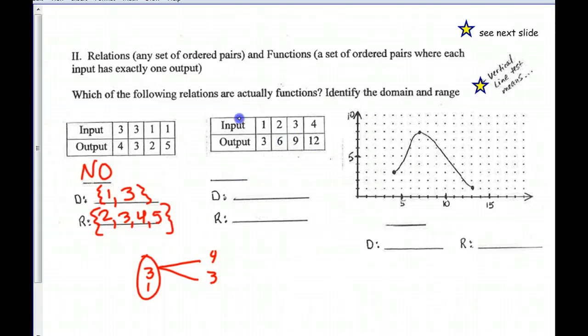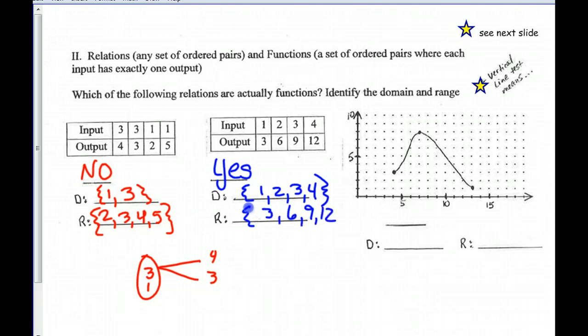All right. What about here? Is this a function? I bet some of you could even figure out what the rule is. What's the rule for this function? Yeah, they're multiplying by 3. But it is a function. And the domain, written the way it is, is just the set of numbers 1, 2, 3, and 4, because we don't know if it goes on forever. And the range is the set of numbers 3, 6, 9, and 12.